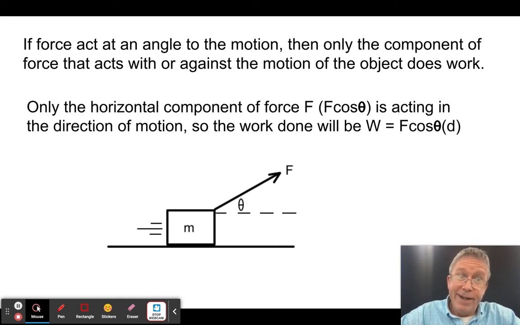Now, of course, everything we've done before, we're going to do again. If a force acts at an angle to motion, it's only the component of the force that's acting in or against the direction of motion that's going to do work on the object. So in this case, the vertical component isn't really causing it to gain or lose motion. It's just that forward component here. So in this case, it would be F cosine theta times the distance that that force is applied that's going to cause it to have work done on it. In this case, that's positive work, since it's moving to the right and this is moving to the right.